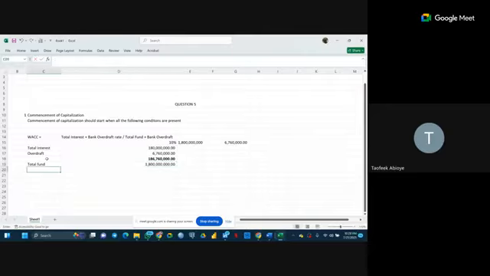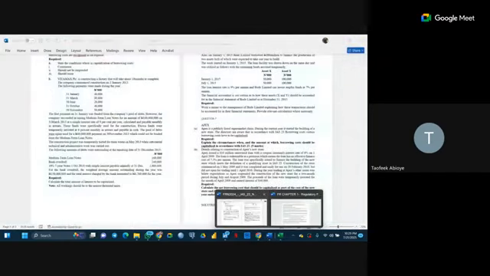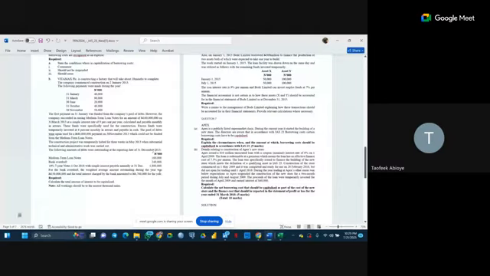$80 billion. Then bank overdraft. Bank overdraft is how much? Bank overdraft is 150 million, if I'm not mistaken. Bank overdraft is 150 million. Yes, 150 million. And this is the interest rate.